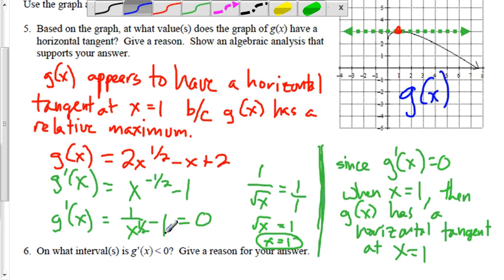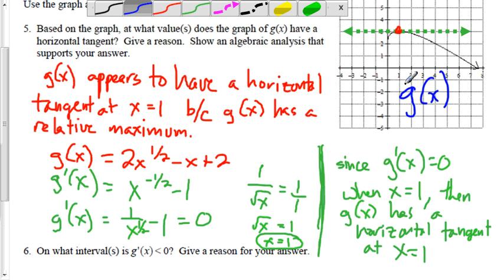6 and 7 asks, when is the derivative positive? When is it negative? It actually starts with negative. So here's my original function. The derivative is going to be negative when the original function is decreasing. Hey, it looks like it's decreasing from 1 to infinity.